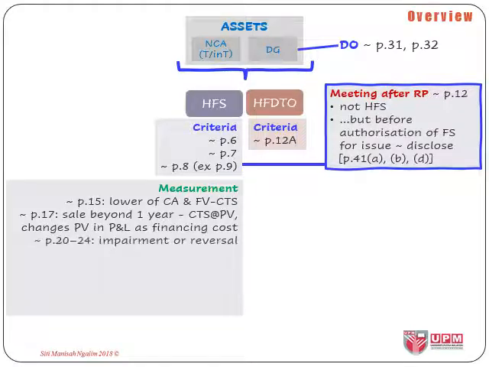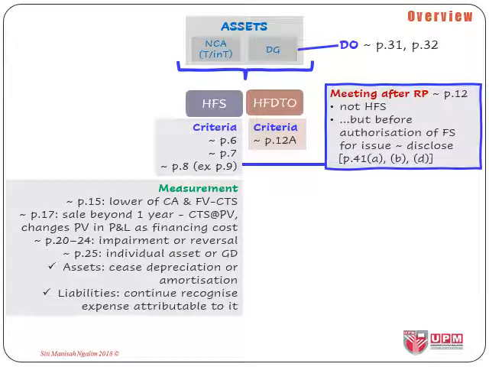Paragraph 20 to 24 require recognition of any impairments to the fair value minus cost to sell as loss and reversal of such as gain. Paragraph 25 then specifically requires that we stop charging depreciation or amortization to the assets when they are classified as held for sale. However, for liabilities in a disposal group, any expenses attributable to the liabilities will continue to be recognized, obviously for the reason of being prudent.